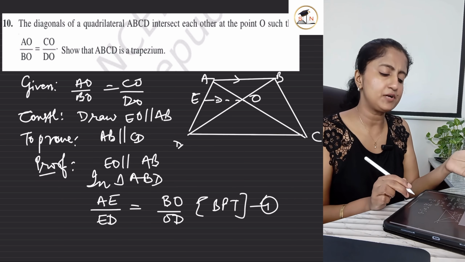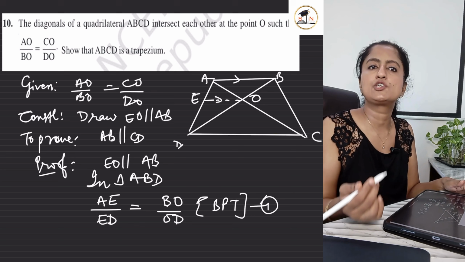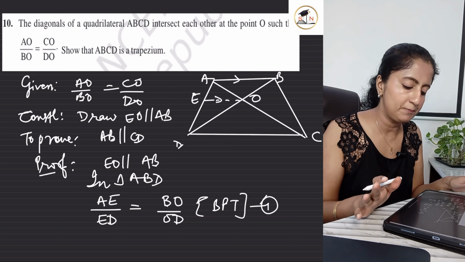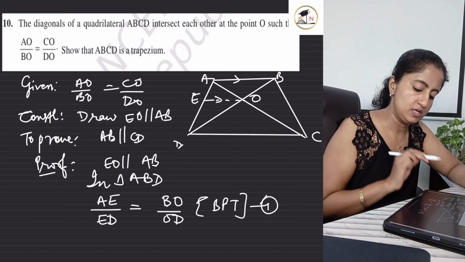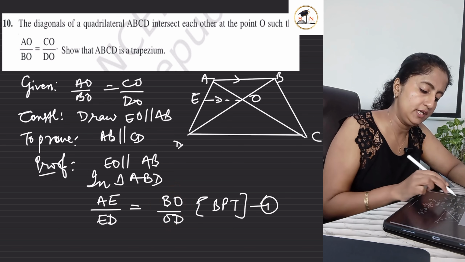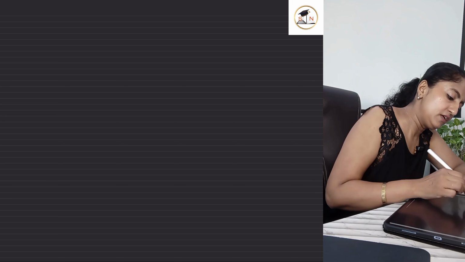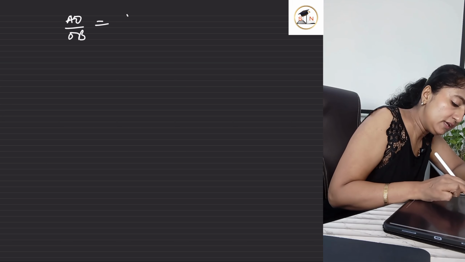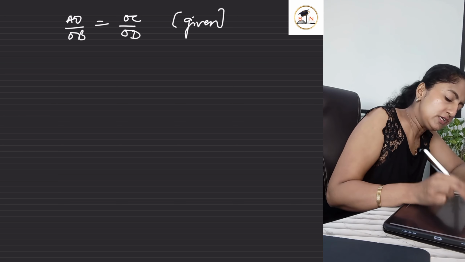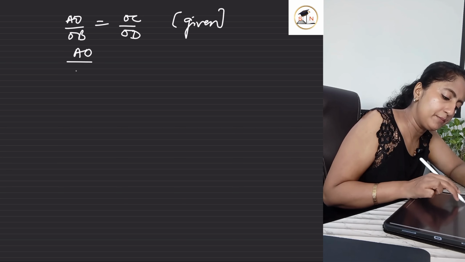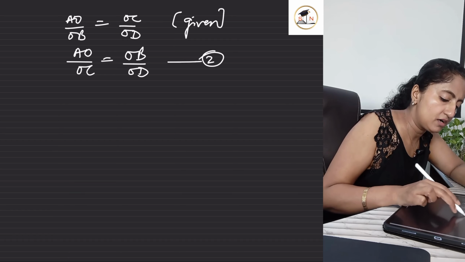Very simple thing. I picked up triangle ABD, right? EO was parallel to AB. So the sides got in proportion by BPT. Simple, nothing complex here, right? What we have? We are having this ratio. But over here we have BO over OD और यहाँ पे BO और OD are on different sides. So see what we are going to do now. AO over OB equals OC over OD. This is given. We are going to turn this according to our requirement. AO over OC equals OB over OD, and this I will mark 2.